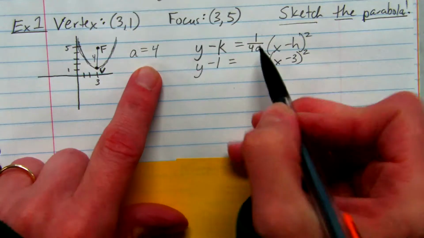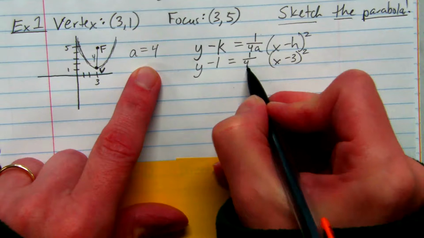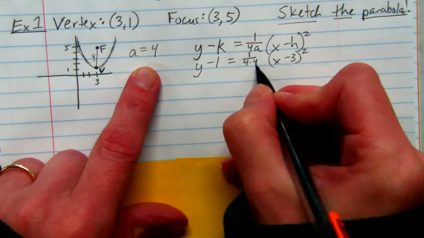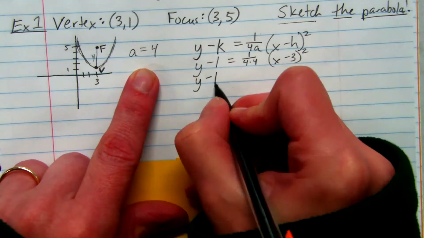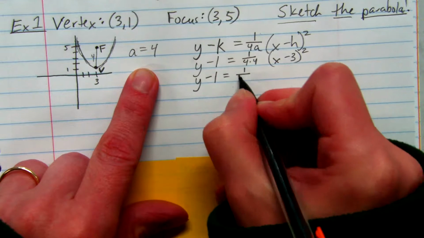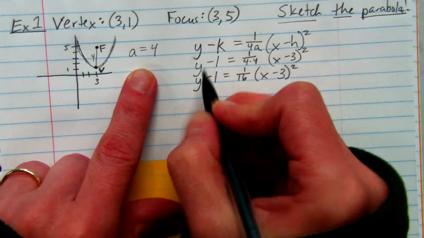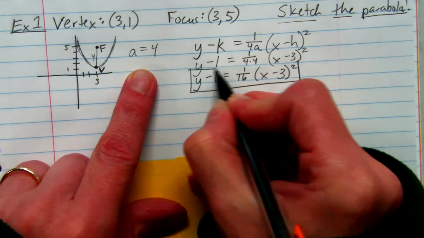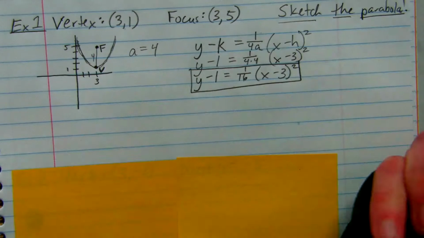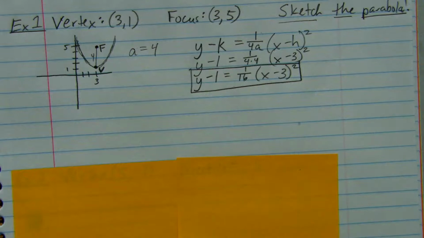And then 1 over 4a is going to be 1 over 4 times 4. Or you could go ahead and write 16. I'm going to do it in 2 steps. That way if somebody is like, wait, where did the 16 come from? You can see what I did. So there is the equation. And that's it for the first one.